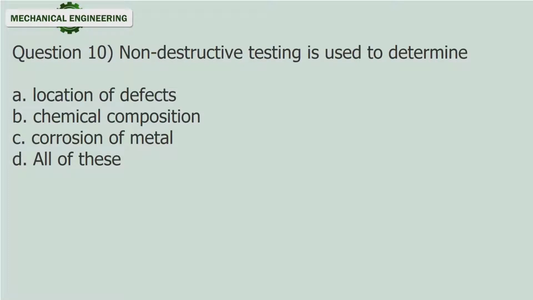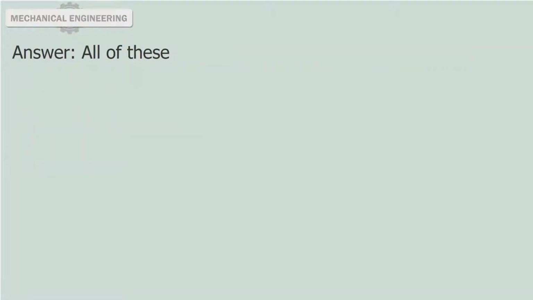Question 10. Non-destructive testing is used to determine A. Location of defects. B. Chemical composition. C. Corrosion of metal. D. All of these. Answer: All of these.